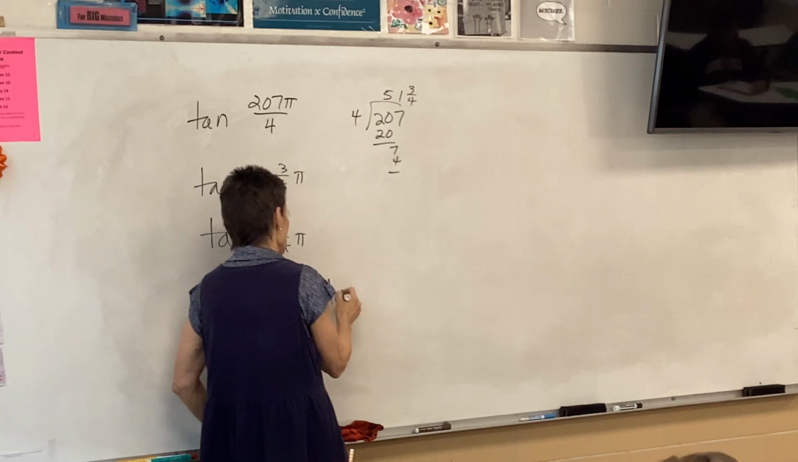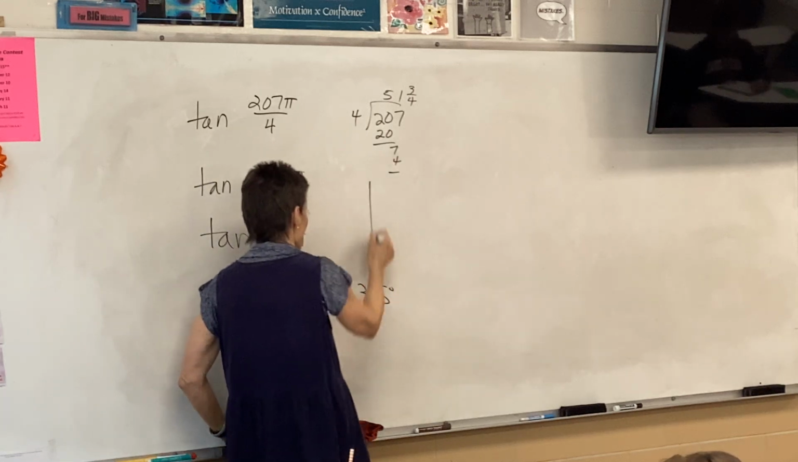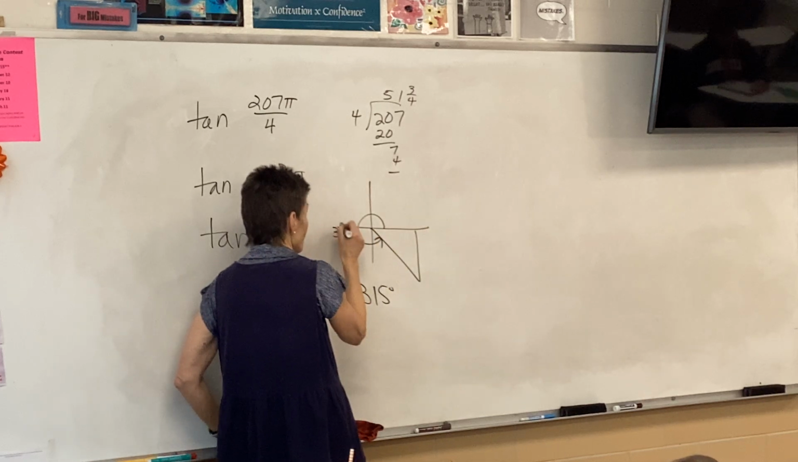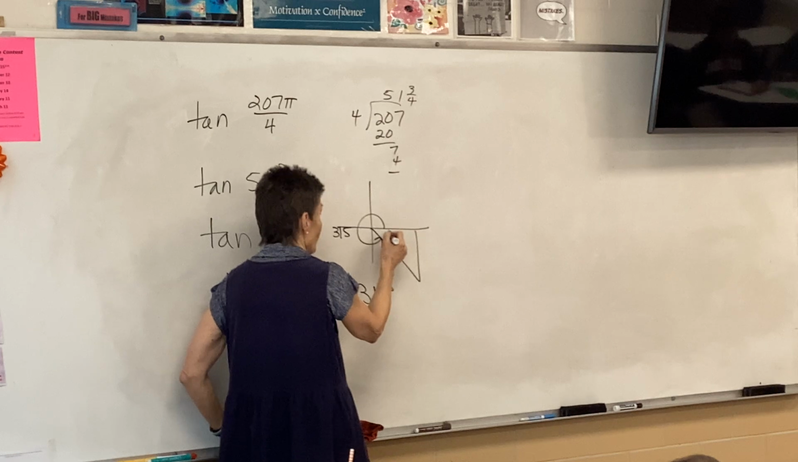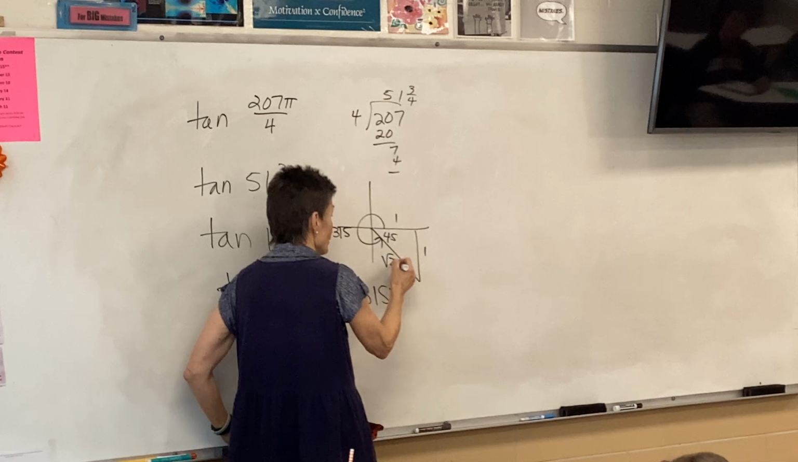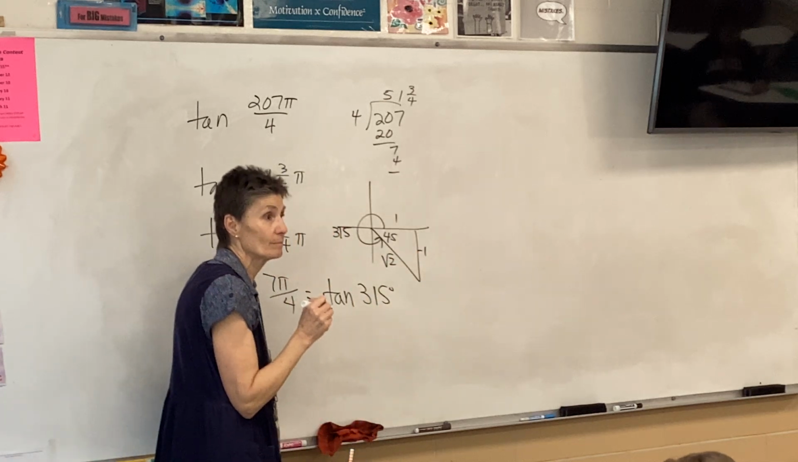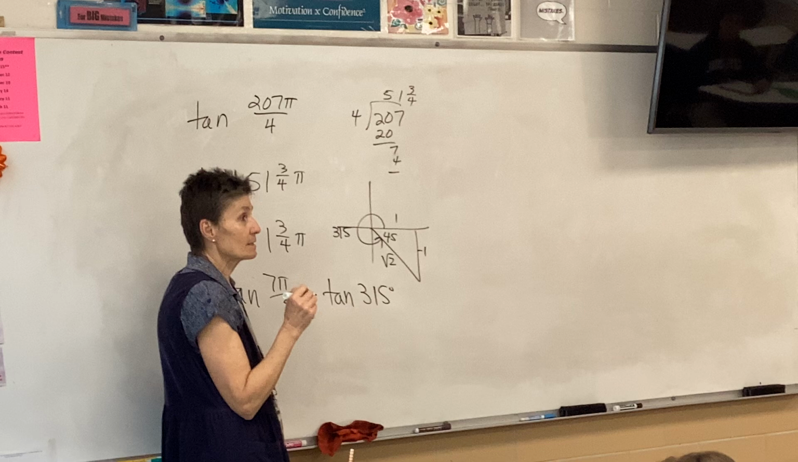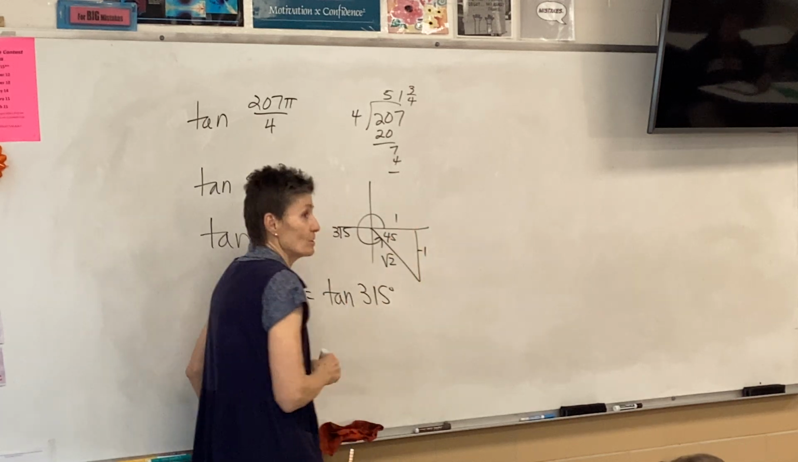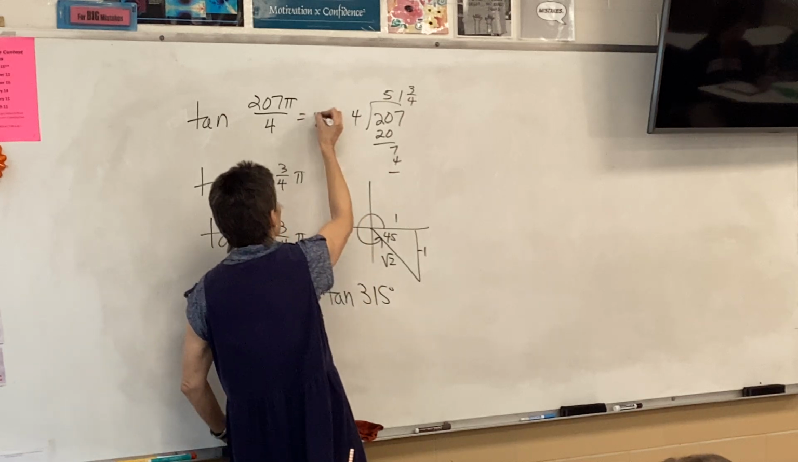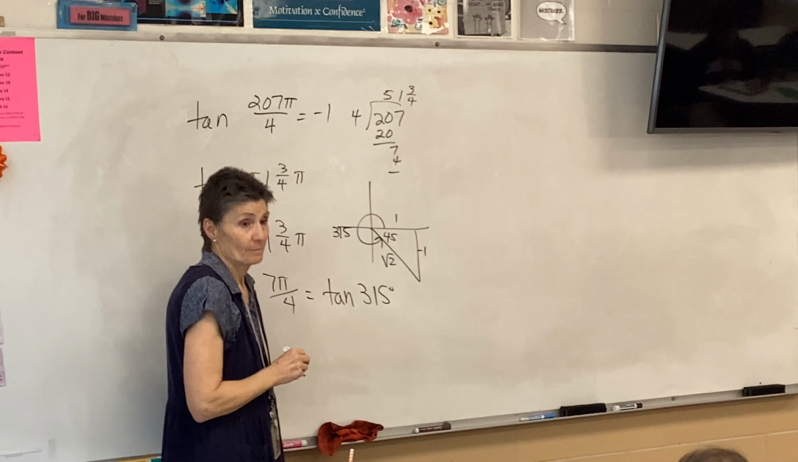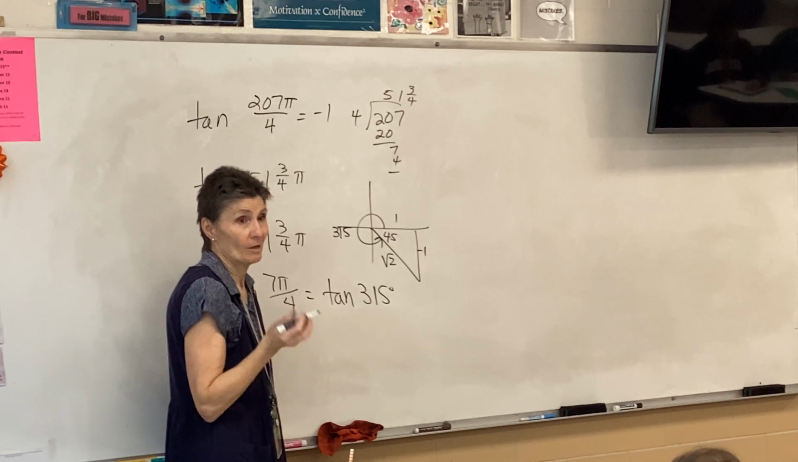It's 315. So fourth quadrant. So now I'm going to look in the 4th quadrant. If this is 315, what's this? 45. What are my sides? 1, negative 1, root 2, and that one would be negative. I want tangent. Tangent is opposite over adjacent, so the tangent is negative 1. Okay, everybody good on that?